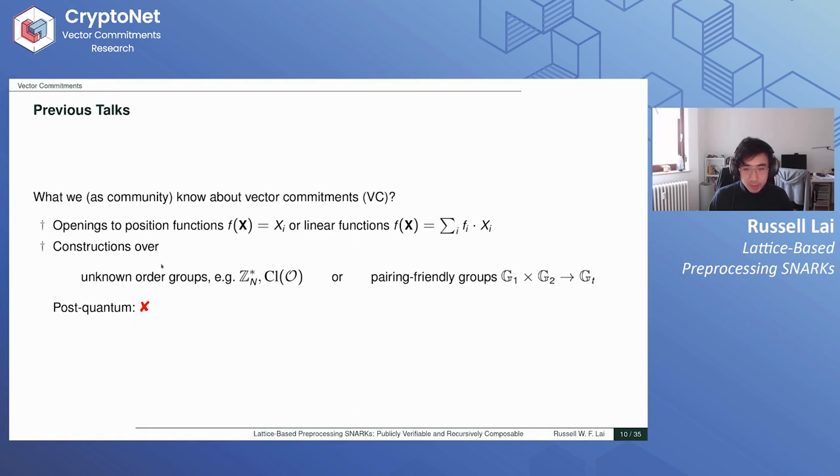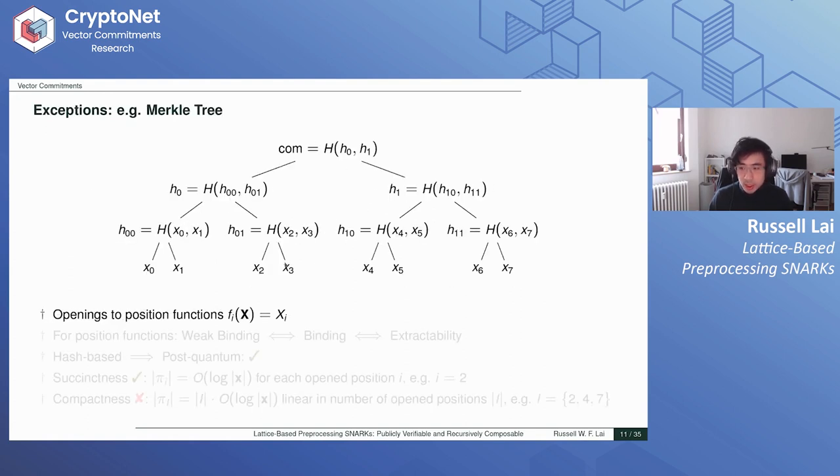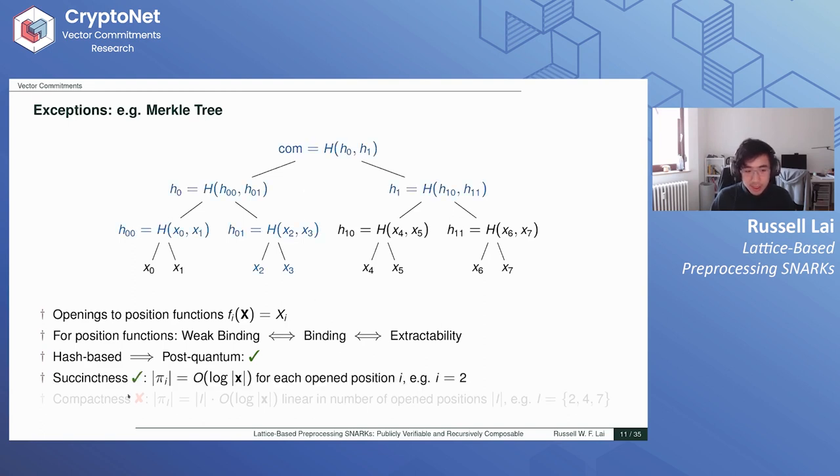There are some exceptions to the second point, though, and a notable one is that of Merkle tree. So one could view a Merkle tree as a vector commitment for position functions. Here, the vector x is committed by hashing it in a tree-like fashion, where the commitment is simply the root of the tree. For this kind of simple position functions, it is not too difficult to show that the three notions of binding are actually equivalent to each other. Furthermore, since these binding notions are based on the collision resistance of hash functions, it is widely believed that they can be instantiated in a post-quantum secure way. And this post-quantum security is also true for other exceptions, such as those constructed over lattices. However, a common drawback of all these exceptions is that they only satisfy succinctness but not compactness.